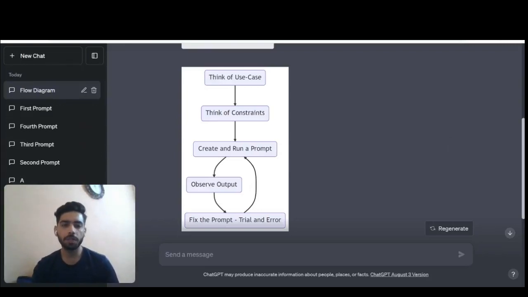This video is about how to write effective prompts for AI. This is a nice flow diagram that I have come up with to understand this process.